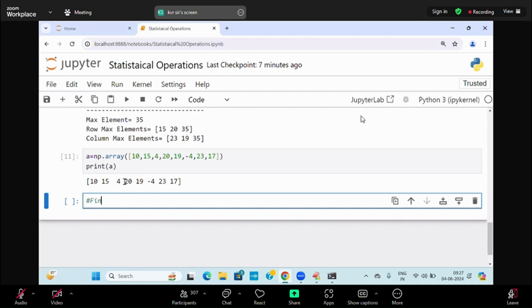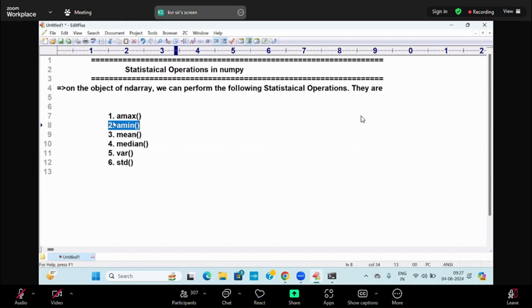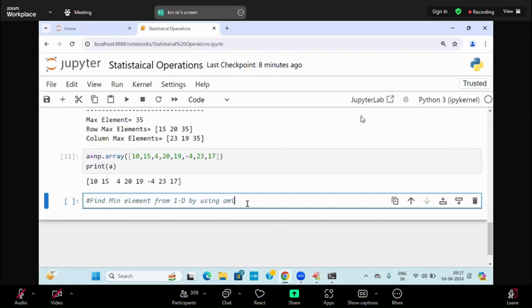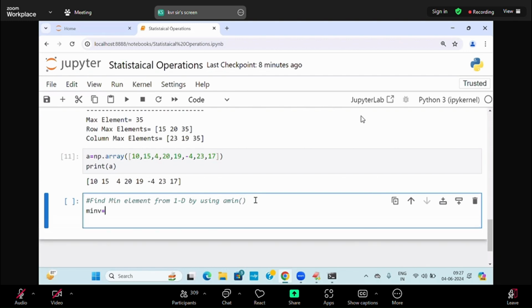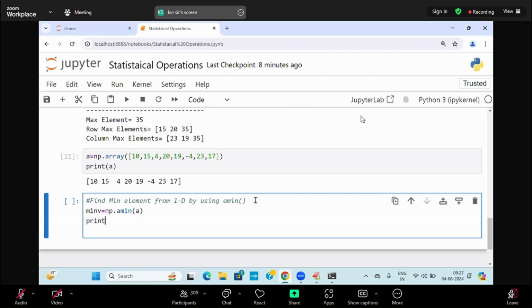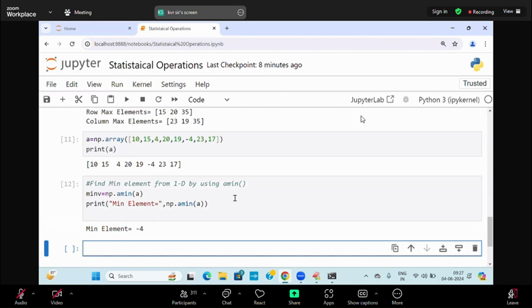Next, find the min element from 1D. By using which function? Amax is completed. Now I'll show the final syntax. Min value is equal to np.min of A, and print it. So the min element is np.amin of A. So you are getting the element called what?